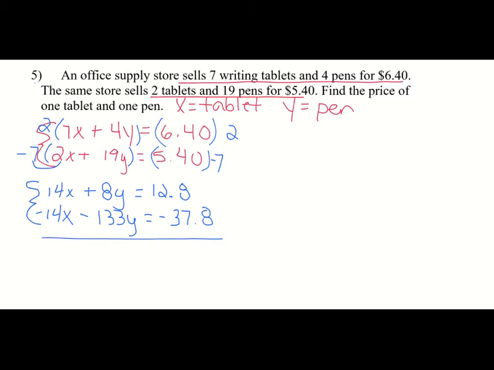All right, let's add our equations together. The x's will cancel. I end up with negative 125y equals negative 25.